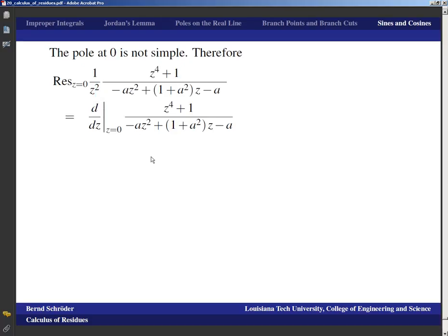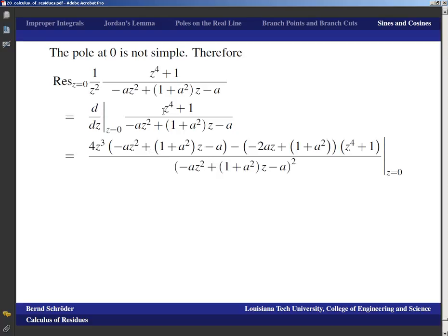And so here we have to use the quotient rule, which becomes rather horrible. Derivative of the numerator is 4z cubed times the denominator minus derivative of the denominator, which would be negative 2az plus 1 plus a squared, quantity closes, times the numerator divided by the denominator squared.